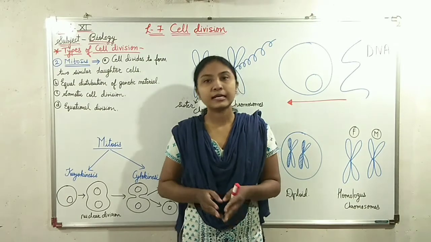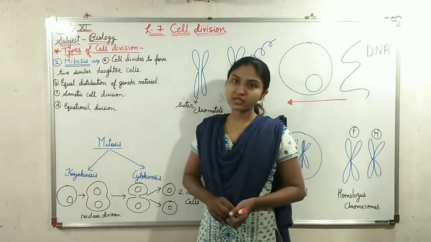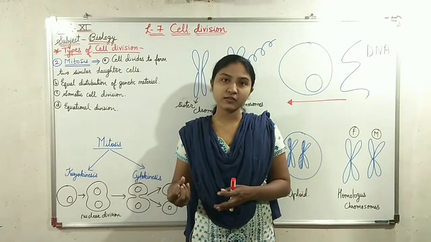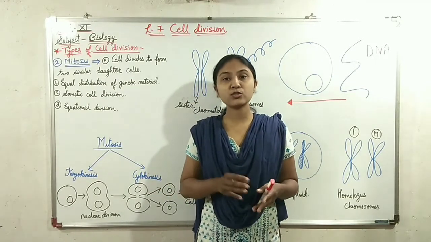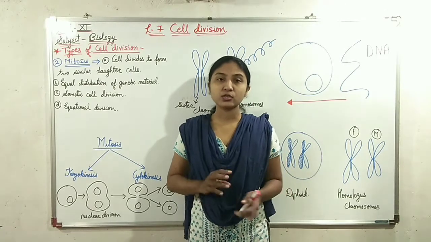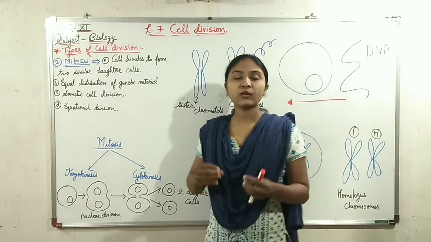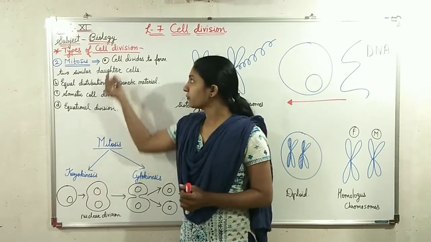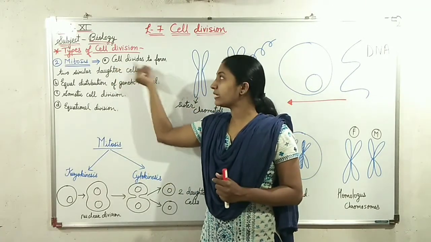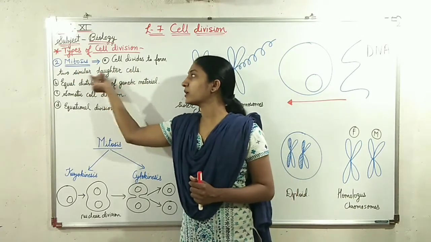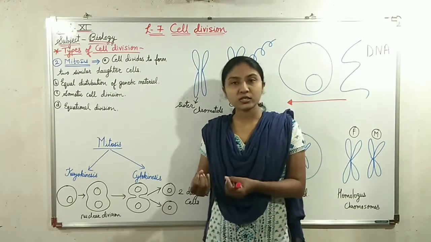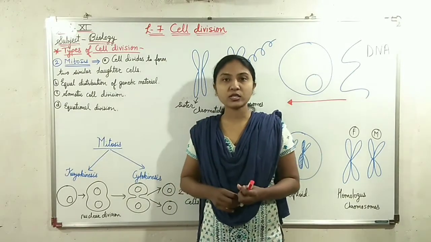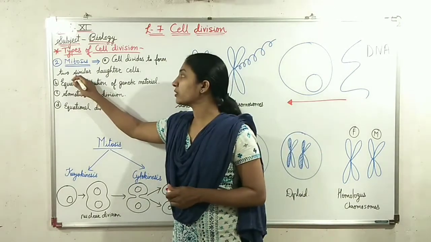Now students, let us understand the second type of cell division, that is mitosis. Mitosis is a type of cell division in which a cell divides to form two new daughter cells. Now let us look at some general characteristics of mitotic division. First, the cell divides to form two similar daughter cells. The daughter cells formed after the mitotic division are similar to each other.